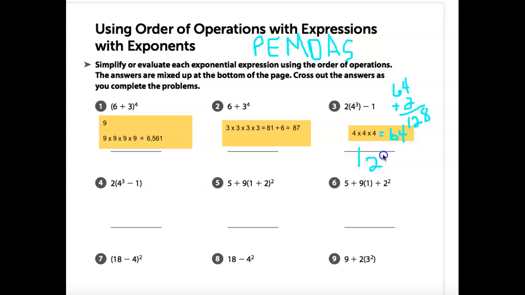Okay? All right. I hope that helps. You go ahead and do the remaining ones. Just remember to follow PEMDAS and look back at these examples.